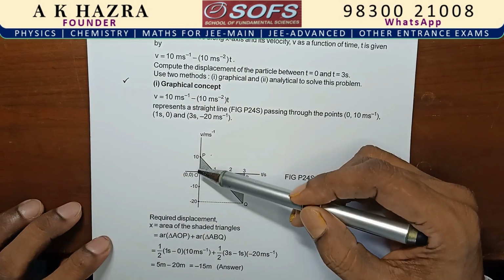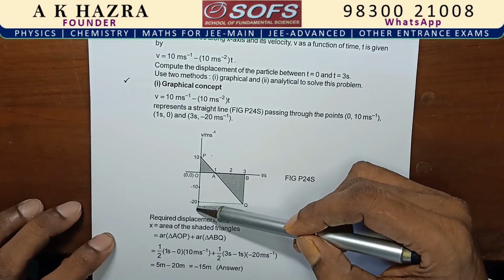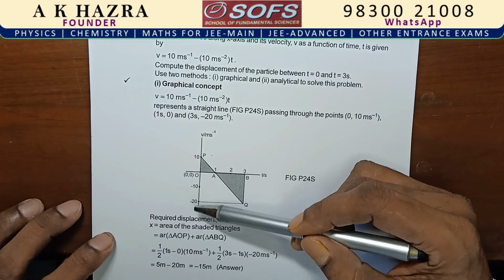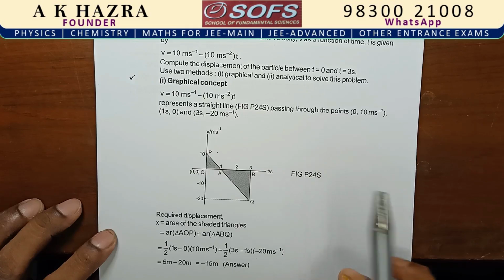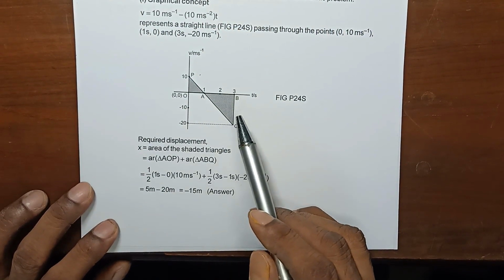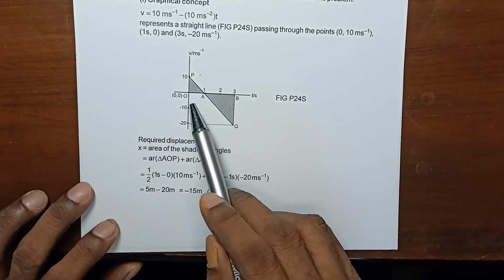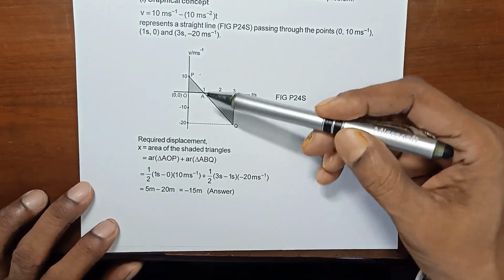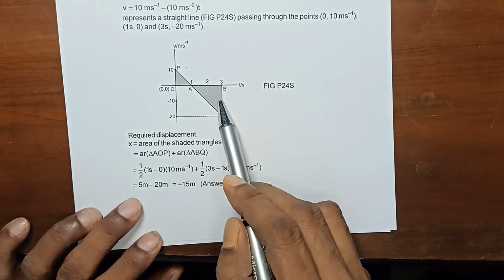So you see, above the horizontal axis v is positive, below the horizontal axis v is negative. Always for area calculation everywhere, this is the rule and concept, and the area will always be positive. Now we are going to find the total displacement. So the total displacement x equals the area of the shaded region, already explained, the area enclosed by the v-t curve with the t axis. So area of this triangle plus area of this triangle.